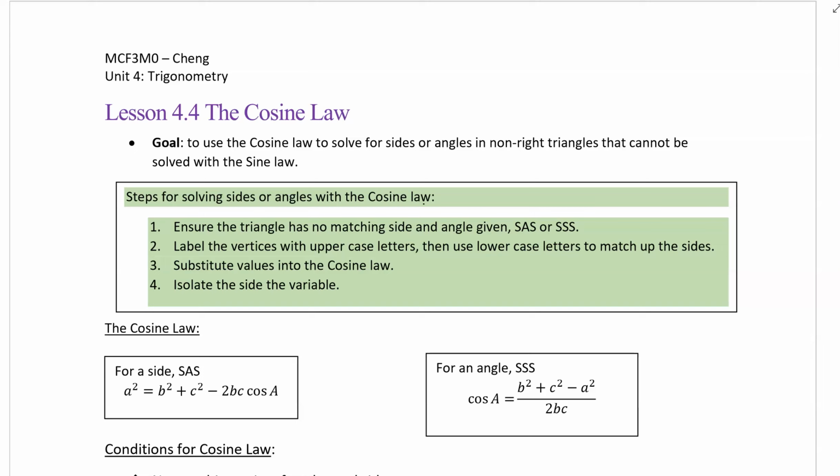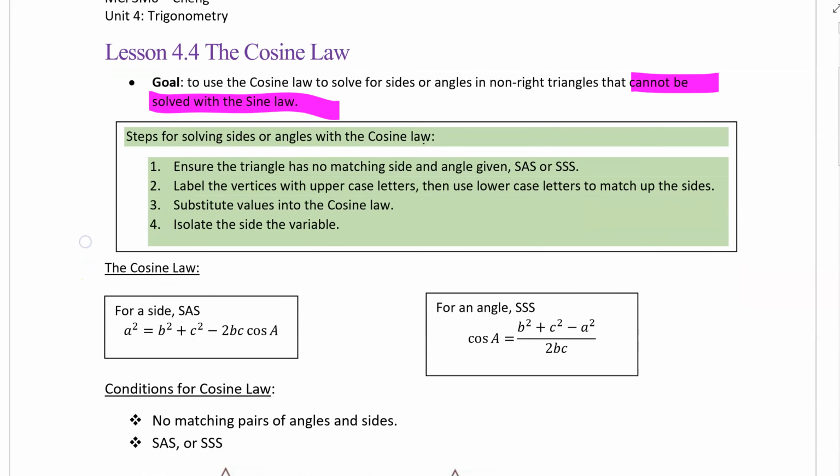Here we go. Our goal today is to use the cosine law to solve for sides and angles in non-right triangles that cannot be solved with the sine law. If you can't use the sine law, then we're going to use the cosine law. If it's a right triangle, great, we use trig ratios. If it's not, then it's the sine law. And if you can't do the sine law because you don't have a matching angle and side, then you're going to break out the cosine law.